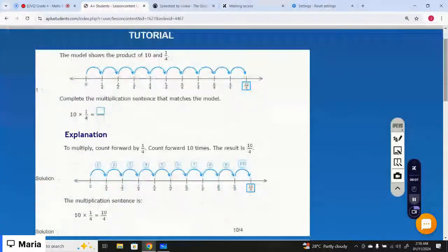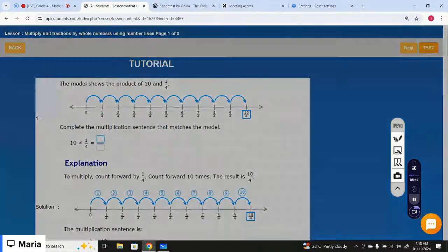So the first example is the model shows the product of 10 and 1 by 4. Complete the multiplication sentence that match the model. So to multiply, count forward by 1 by 4 and count forward 10 times. Like every time you have to count forward by 1 by 4 and you have to count 10 times. So you end up on 10 by 4. So that means 10 times 1 by 4 is 10 by 4, right? Let's just start with the test questions.